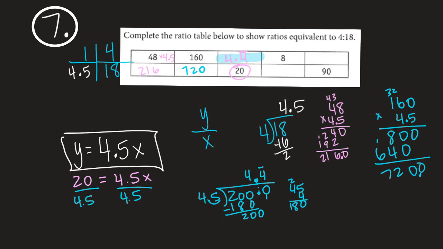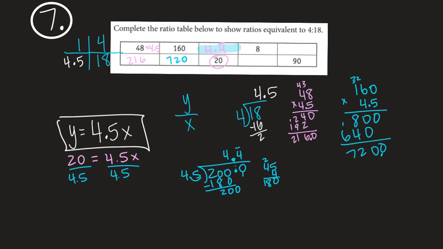Here's another one where I'm finding the y value for the x value of 8. So I'm going to take 8 and multiply by 4.5, running out of workspace. 4.5 times 8, and this becomes 36. So 8 times 4.5 is 36, so that goes there.